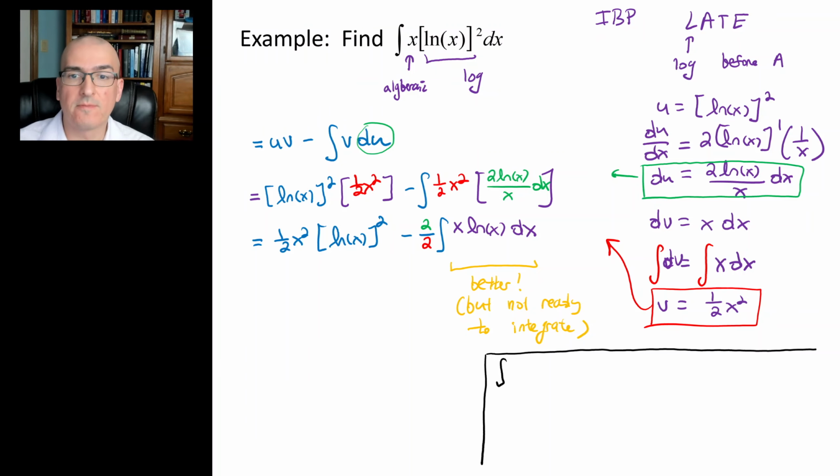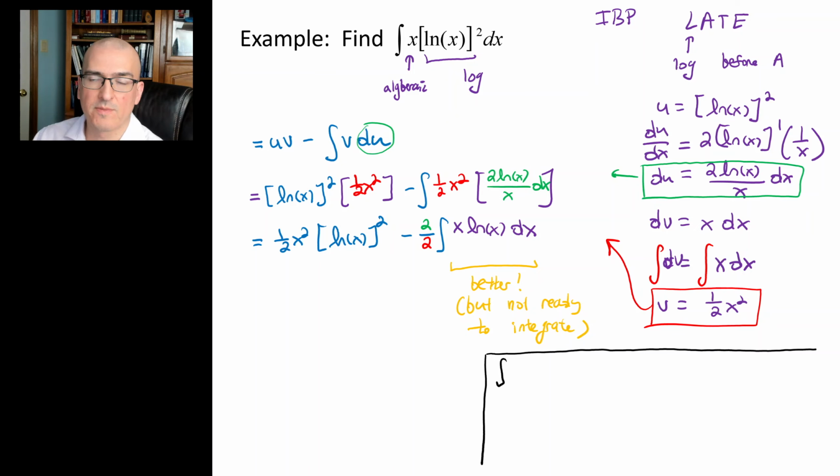Where we're at here is we started with an integral, x times (ln of x) all squared, and we used integration by parts once so far. We let u equal (ln of x) all squared, and then dv had to be equal to the remainder, which was x times dx. We integrated dv to get v. We took the derivative of u and rearranged it to get du, and then plugged it into our integration by parts formula and did a little bit of simplifying.